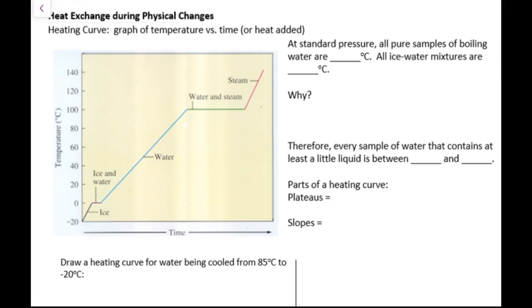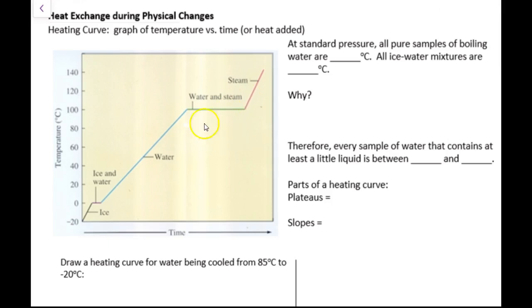so the first thing you'll notice here on your sheet is this thing called a heating curve. And a heating curve, as you can see, is just a graph of temperature as a function of time, or it could be heat added. And in this case, it's going to be for a sample of water, going all the way from -20 up to positive about 140 degrees Celsius. So over a range of about 160 degrees Celsius.